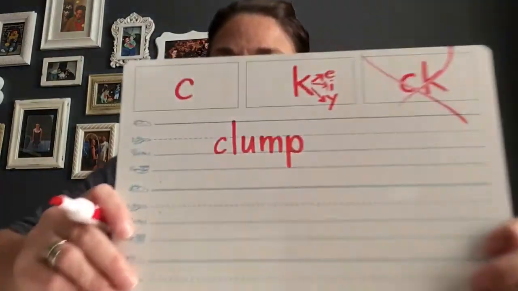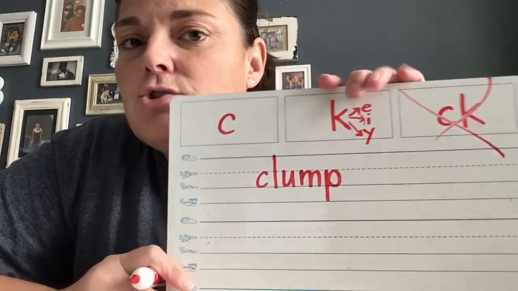Clump. I found a clump of grass in the living room. Clump. That's 5 sounds. Pause, find them. You ready? How did you do?